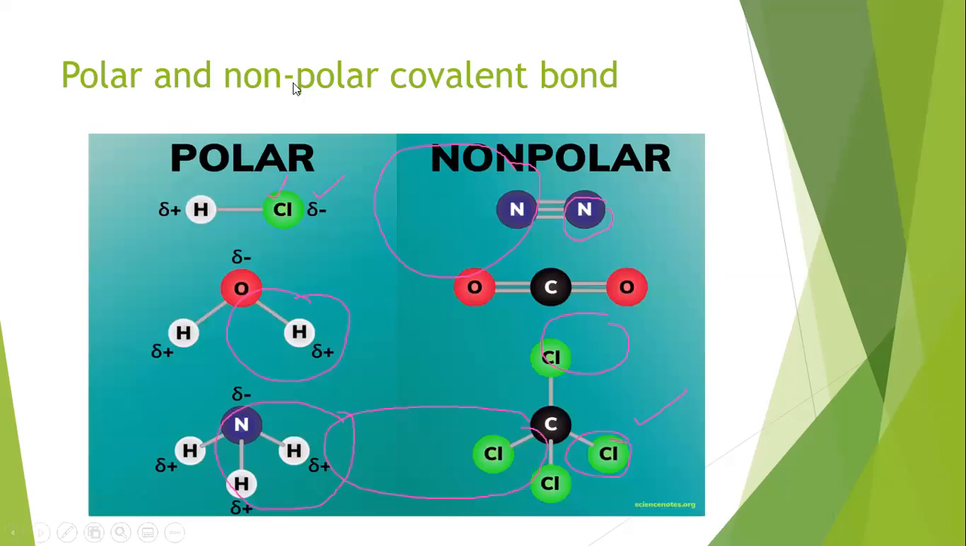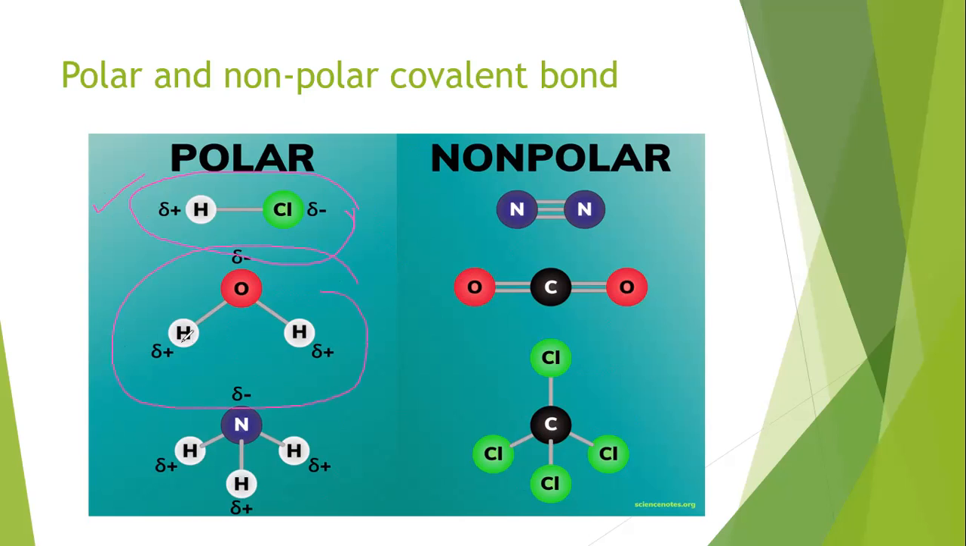Here you can see some other examples of polar and non-polar molecules. There is an electronegativity difference between hydrogen and chlorine. Due to that, partial positive and partial negative charges are obtained and it makes a polar molecule. In a water molecule, partial positive charge on both hydrogens and partial negative charge on oxygen is formed due to the difference of electronegativity. That's why it is a polar molecule. In ammonia, there are also partial positive and partial negative charges between the bonded atoms due to the difference of electronegativity. That's why they make a polar molecule.